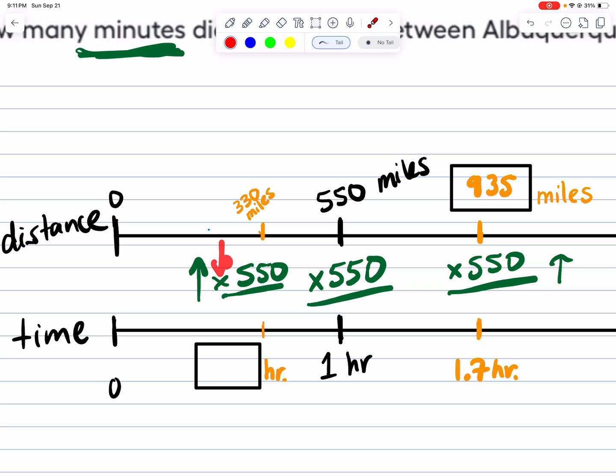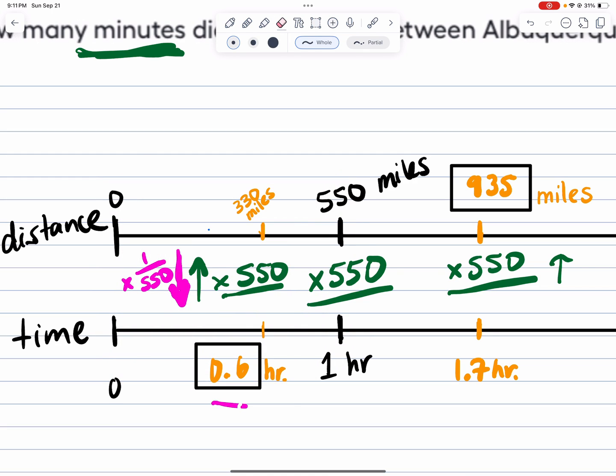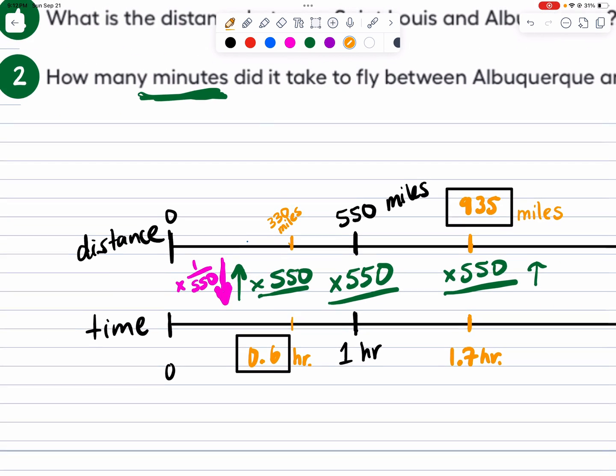If we want to go backwards, we have to do the reciprocal of times 550, which is actually multiplying by 1 over 550 if we want to go the opposite direction and find how many hours. Or you could think about it as dividing by 550. So 330 divided by 550 is 0.6 hours. Orange it is. Beautiful. 0.6 hours. There you go.